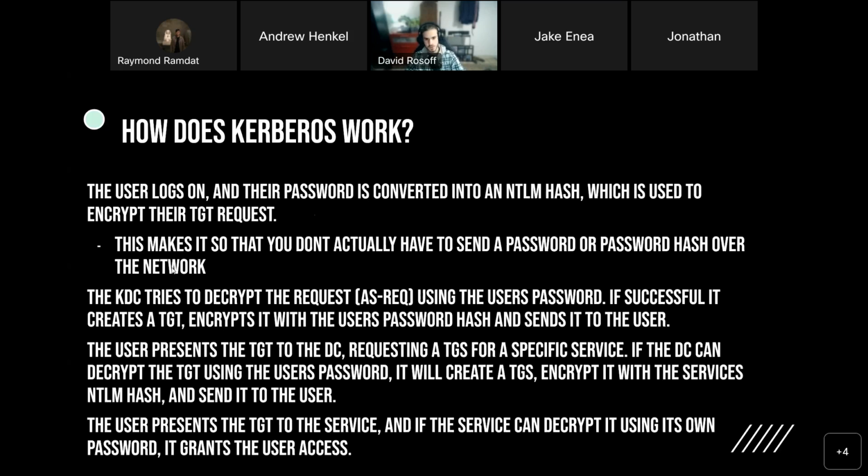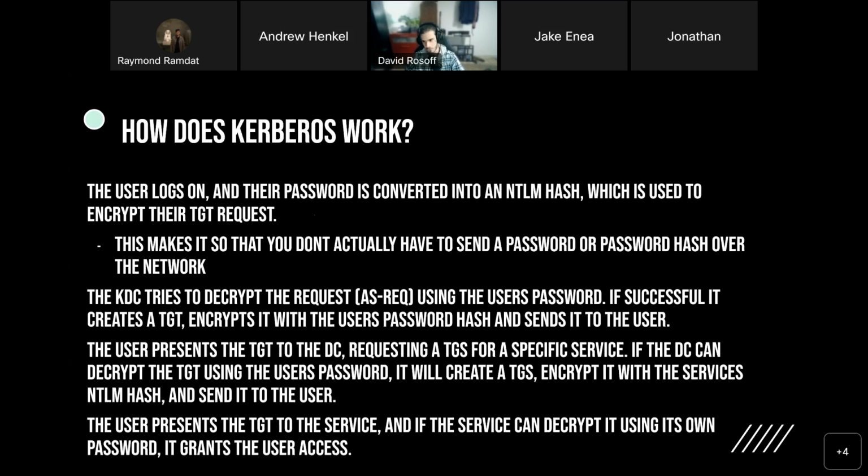So once the user has their TGT, they're good, they're logged in. Now that user wants to access some service on the network. For example, they might want to access a SQL database. When they go to access that service, they're going to present their TGT to the domain controller and request what's called a TGS for that specific service. A TGS is a ticket granting service ticket.